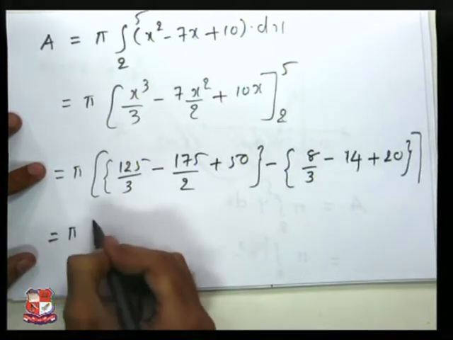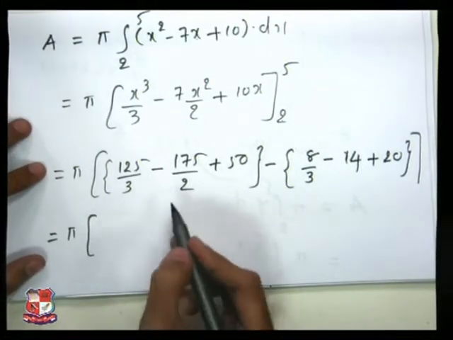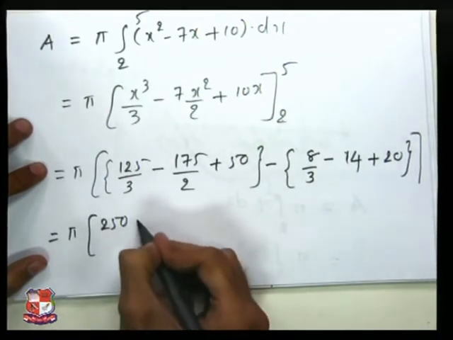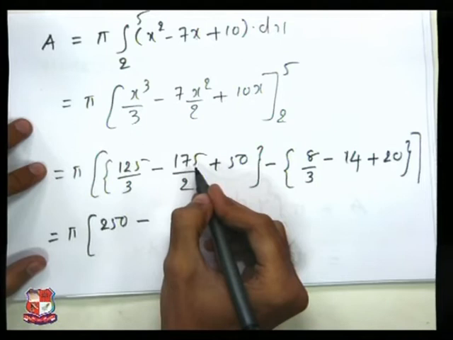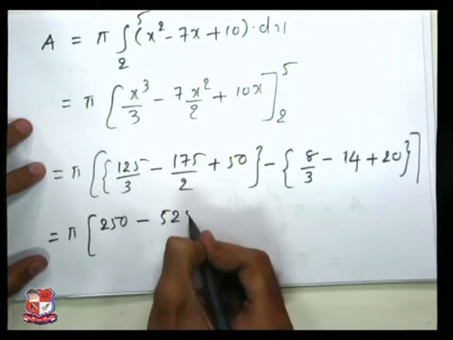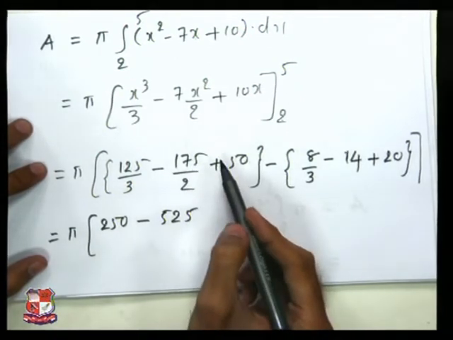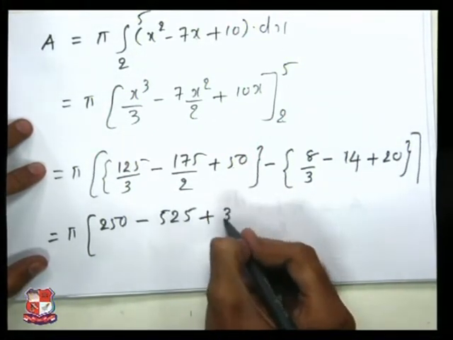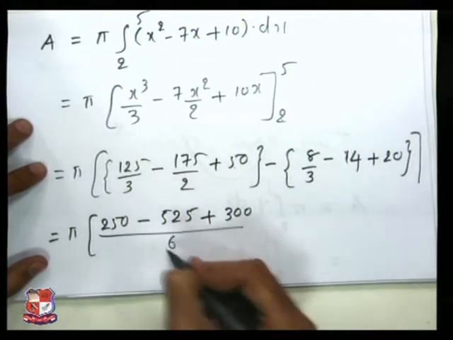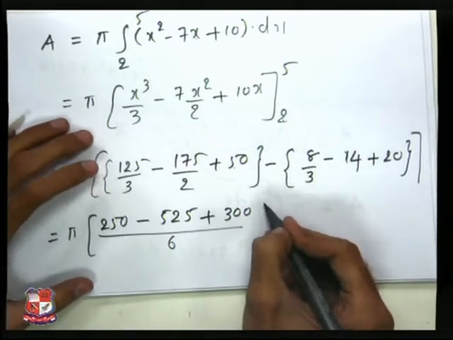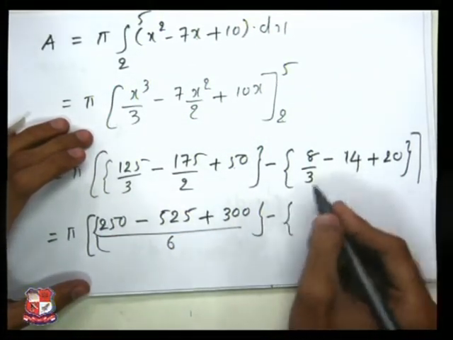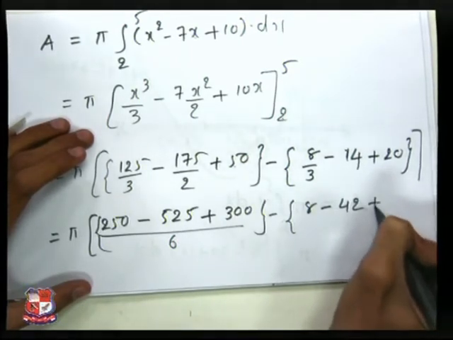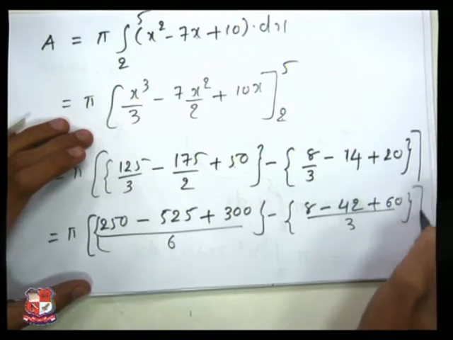So after simplifying, we will get here the LCM is 6, so I will multiply this with 2, so I will get 250, minus, I will multiply this with 3, so I will get 525. 175 into 3 is equal to 525, plus 50 into 6, that is equal to 300, divide by 6, and minus here, this is 8 minus 14 into 3, that is 42, plus 60 divided by 3.